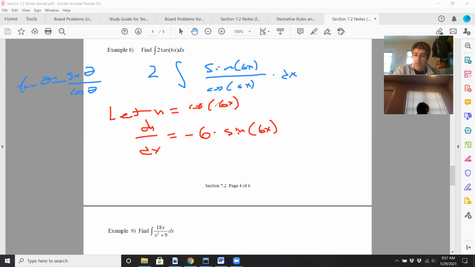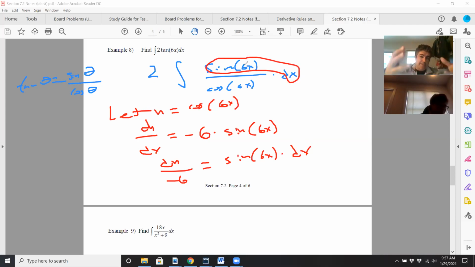Now, let me do a little rearranging. Let me move the negative 6 off to the left, and let me move the dx to the right side. Now, do I see sine 6x dx in my expression? Absolutely you do. It becomes a very seamless substitution, right? So that's what I'm going to do next. Let me go back to blue.